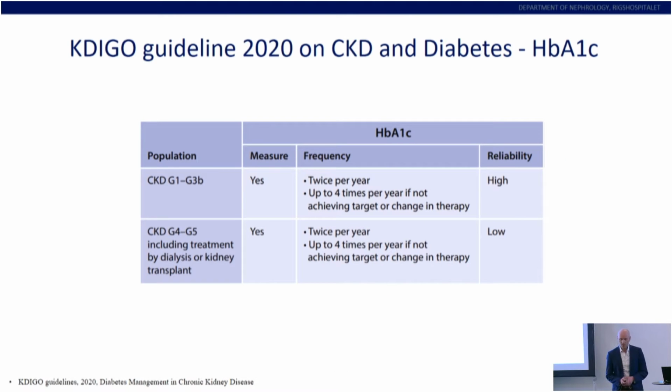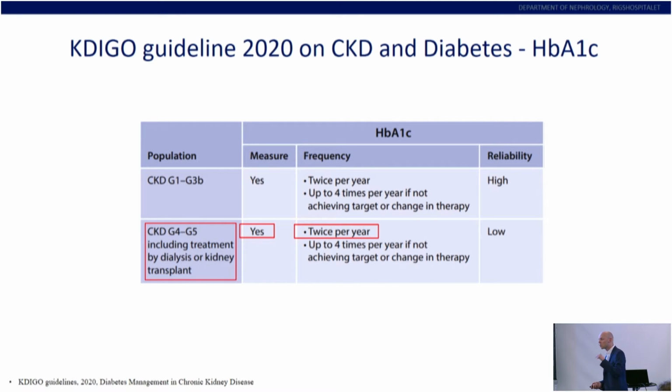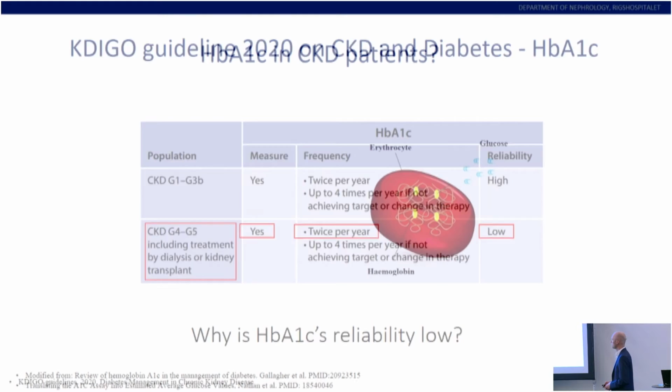But I just want to show you briefly these very recent KDIGO guidelines. So if you don't know KDIGO, those are internationally very used guidelines in nephrology, and they recommend treatment for diabetes patients with CKD. And if you look at the first one, the CKD stage 4 and 5, including dialysis patients, they try to answer the question, should we use HbA1c in that population? And they write, yes, we should measure it, and we should do it twice per year. But they also write reliability is low. And they state that, but still recommend it. So why is the reliability low?